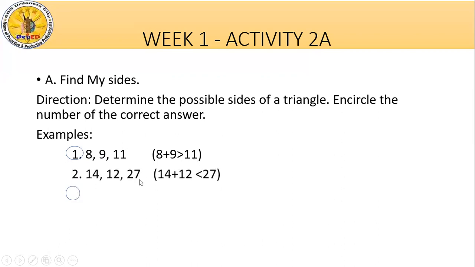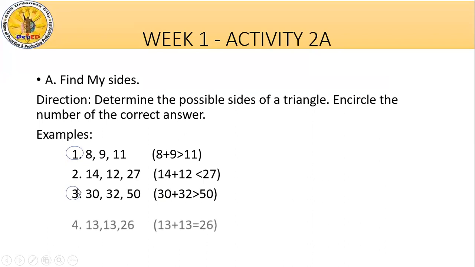Okay? Why was number 2 not circled? Because if you're going to add 14 plus 12, it's 26. It is less than 27. As we said earlier, it should be greater. Number 3, 30 plus 32 is 62. It is also greater than 50. So, you encircle the number of the correct answer. Okay? Number 4, why is there no circle? If we add 13 and 13, it's equal to 26. So, numbers 2 and 4 are not possible.